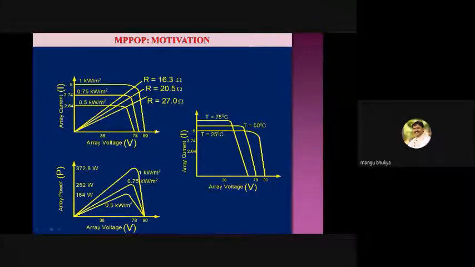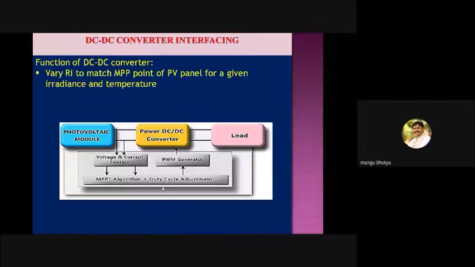Also, if you see this, the power from the panel depends on the temperature, and it also depends on the radiation. But our ultimate goal is that we have to extract the maximum power. For that, we require an interface circuit.